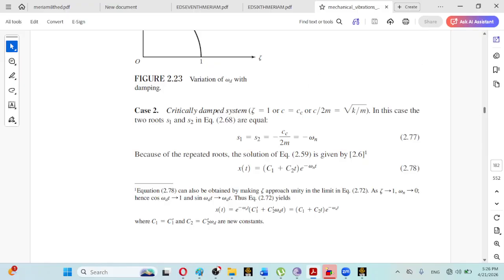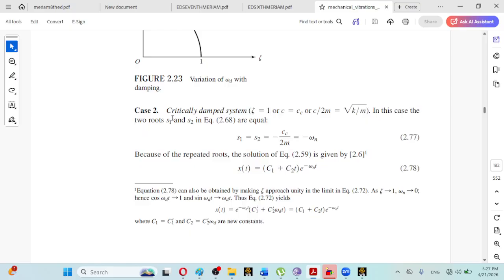So next comes the second case. The second case is critically damped system. For the critically damped system, the damping factor must be equal to unity, or C must be equal to C subscript C, meaning the given damping constant is equal to the critical damping constant, or C by 2m is equal to square root k by m.